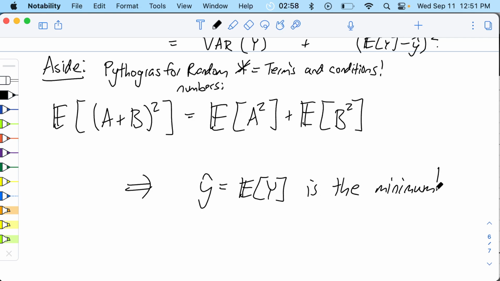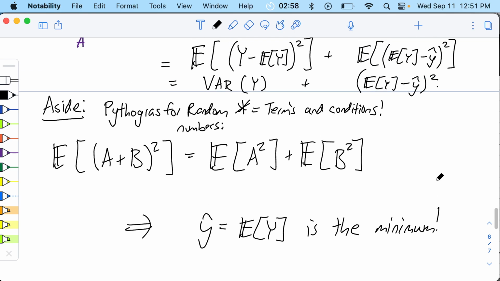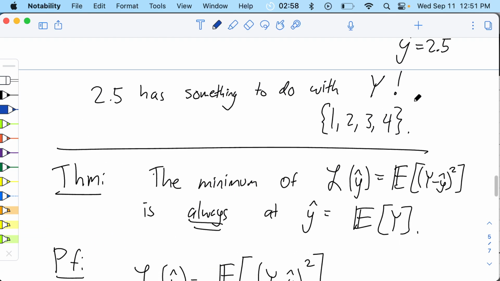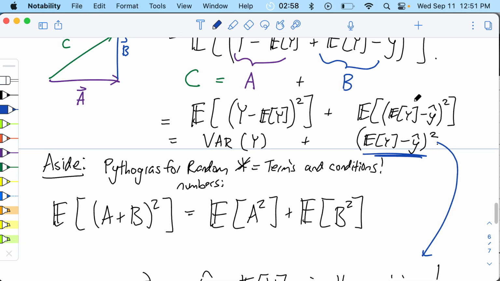Okay, so by this factoring, this is the only part you have control over. You want to make it as small as possible. You should make it 0. And when you make it 0, y hat equals the expected value of y. So this is a proof of the theorem that the minimum of the loss function in this particular dice rolling case is the average. And I owe you the terms and conditions on Pythagoras.